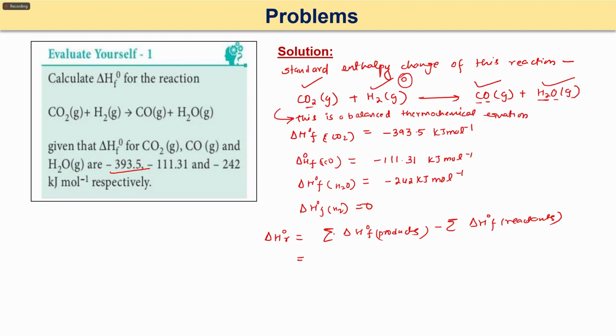Okay. Now let us quickly solve this question. So here 1 mole of CO. So 1 into the enthalpy of formation of CO plus 1 into the enthalpy of formation of water, in the product side. Now we will subtract the reactant side. Okay, so 1 into the enthalpy of formation of CO2 and 1 into the enthalpy of formation of hydrogen.